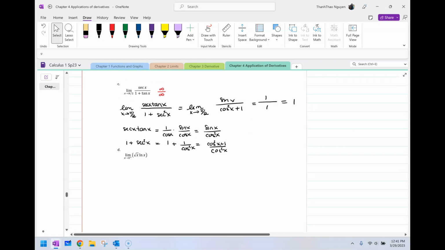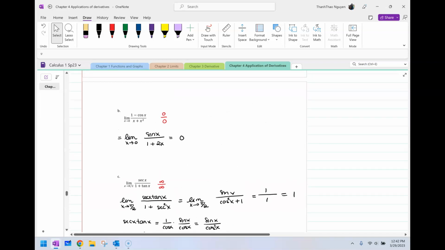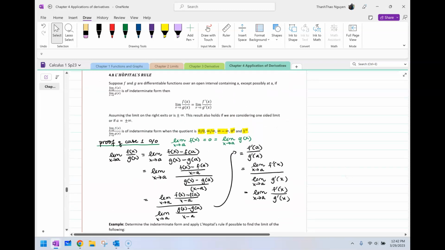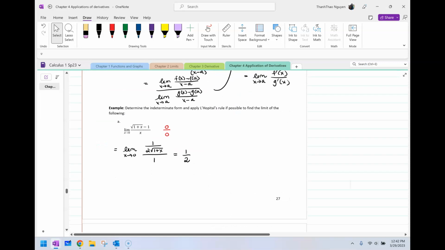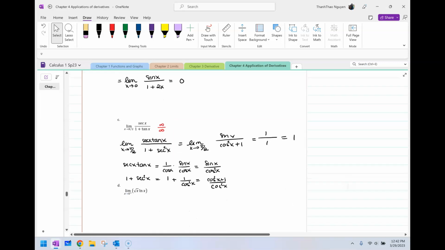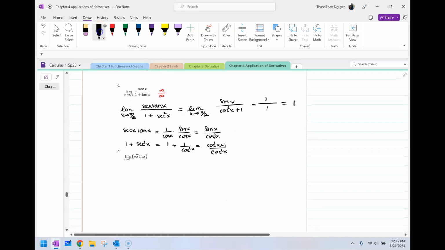The next case, we have the limit as x approaches 0 of square root of x times ln of x. Note that as x approaches 0 from the right, the square root of x goes to 0, and ln of x goes to negative infinity. So we are not quite sure what indeterminate form we have. We need to manipulate this a little bit.